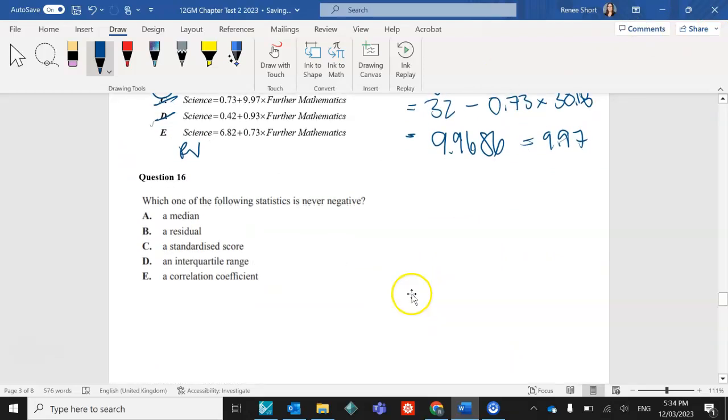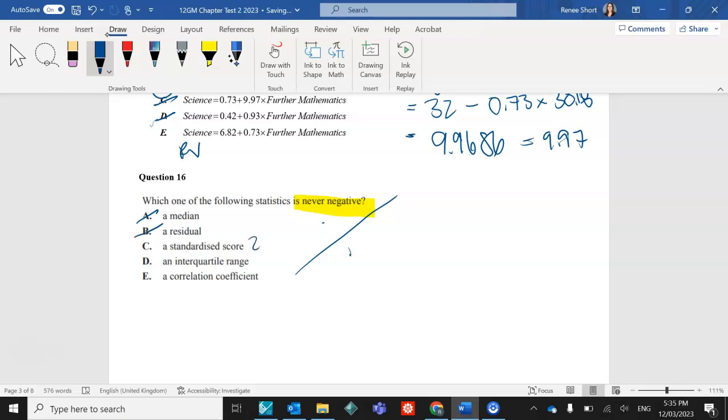Question 16, this one stumped us a little too. Which of the following statistics is never negative? We've got a whole heap of different statistics there, and if it's never negative, we need to consider which ones could be negative. Very quickly then, median, we could have a negative value if we've got negative data, that's possible. A residual value, remember that line, and I've got my dots above and below. If the dots sit below the line, I have a negative residual, so it's not B.